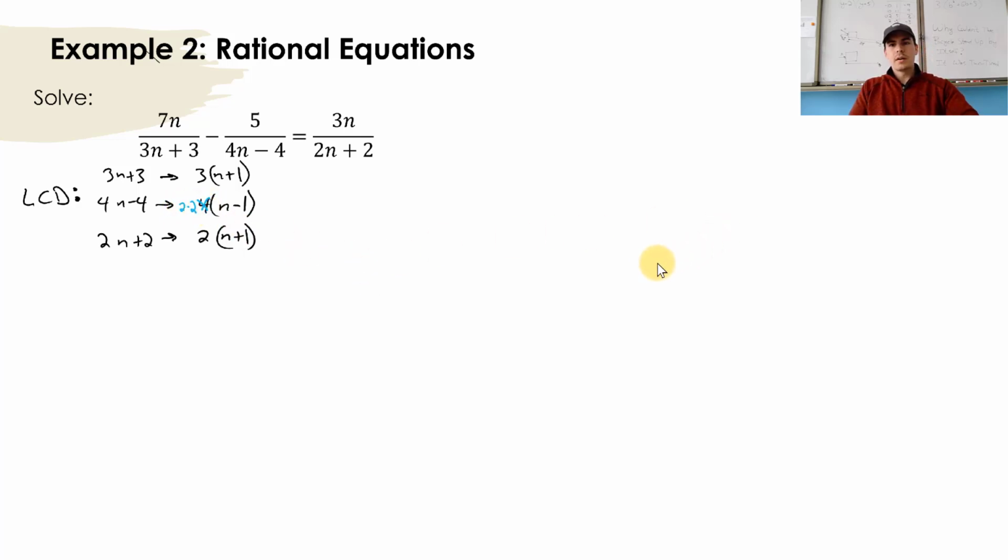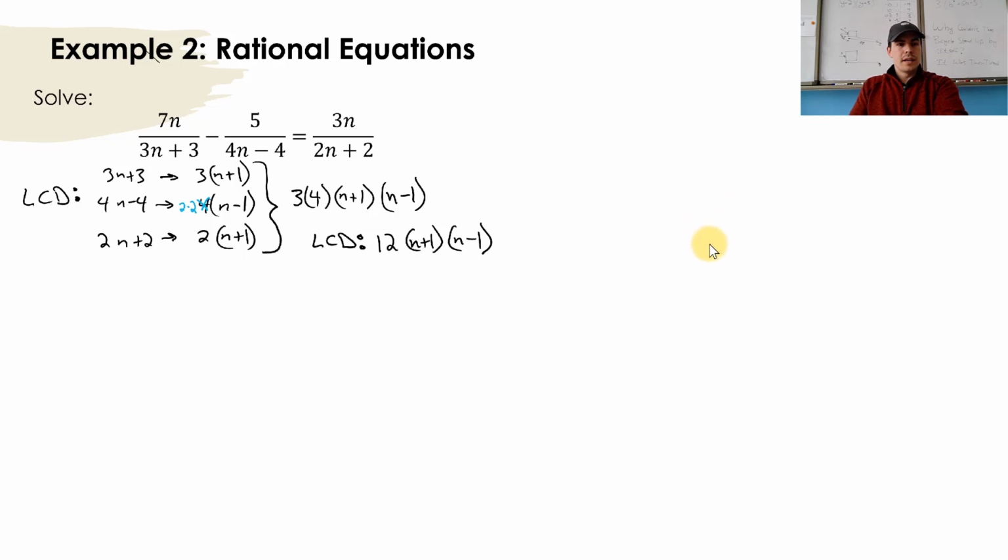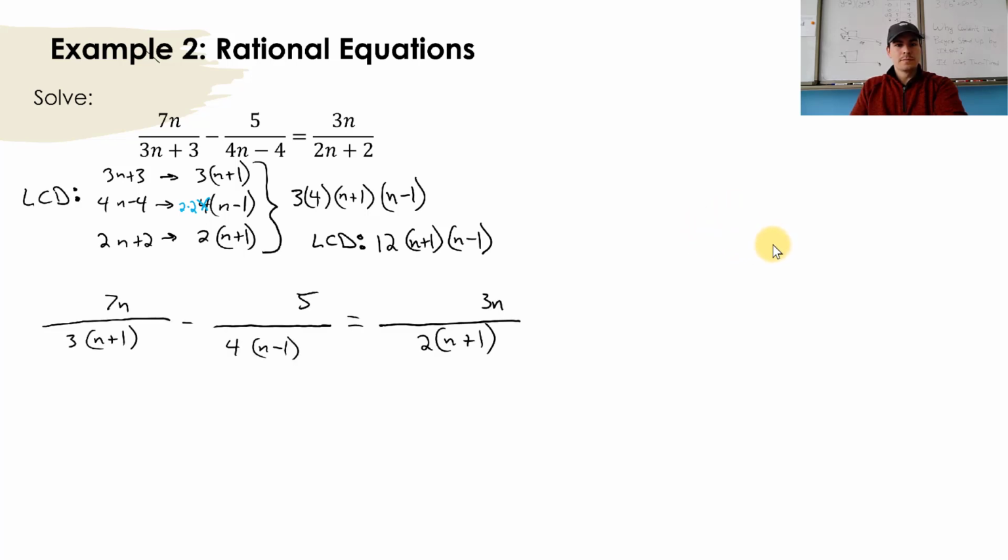That's going to help us simplify our least common denominator, which will just be 3 times that 4, which is 2 times 2, times n plus 1 times n minus 1. So our simplified LCD will be 12 times n minus 1 times n plus 1. We can go ahead and rewrite our equation, and now we're going to multiply every term by our least common denominator. When we do that, that should get rid of our fractions. So we can go ahead and start simplifying.